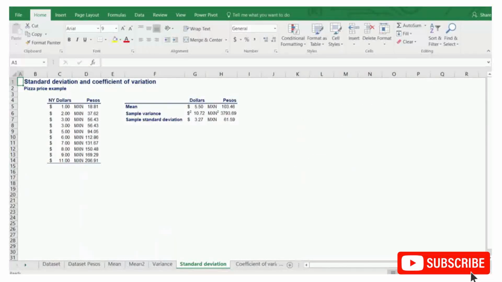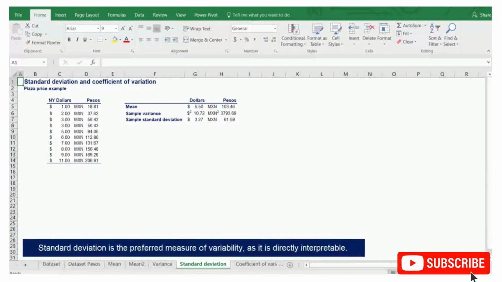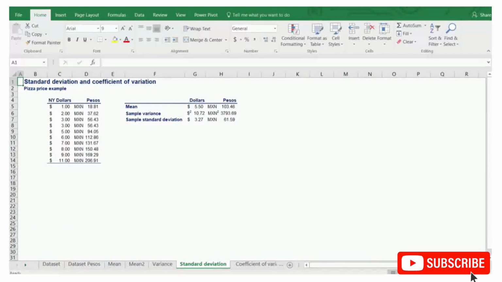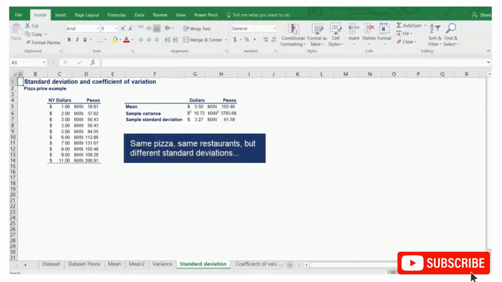Let's make a couple of observations. First, variance gives results in squared units, while standard deviation is in original units. This is the main reason why professionals prefer to use standard deviation as the main measure of variability. It is directly interpretable. Squared dollars means nothing, even in the field of statistics. Second, we got standard deviations of 3.27 and 61.59 for the same pizza at the same 11 restaurants in New York City. Seems wrong, right?